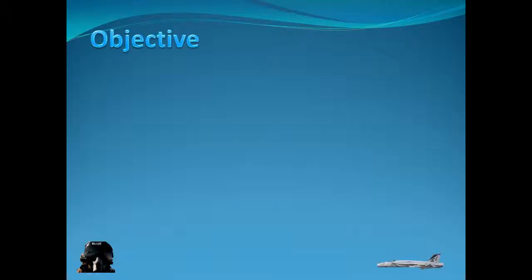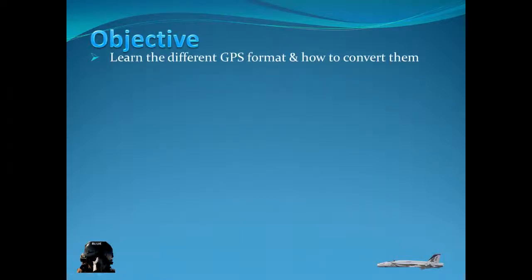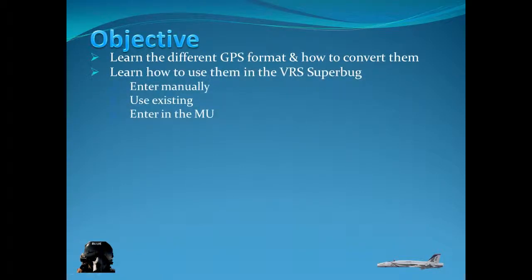Okay, let's get the objectives out of the way. We're going to learn about different GPS formats and how to convert them. We're going to learn how to use them in the VRS Superbug, and we're going to enter a GPS coordinate manually in the VRS Superbug. We're going to use an existing one. I'll show you how to find them in the Superbug, and I will give you some steps on how you can enter it in EMU. I will not show it in EMU, but if you follow the steps that I will put in here, you'll be able to enter them, and I'll show you the format that it requires.